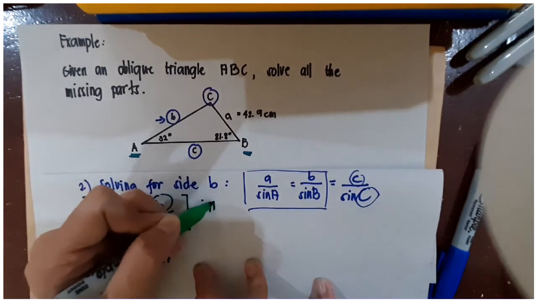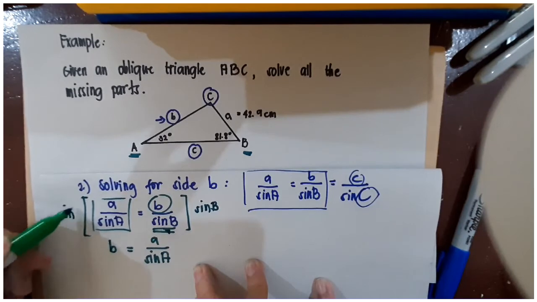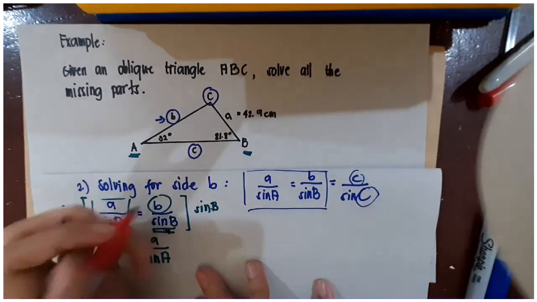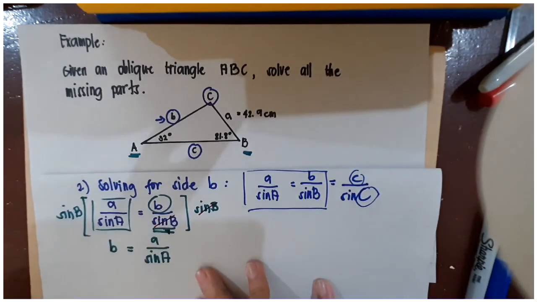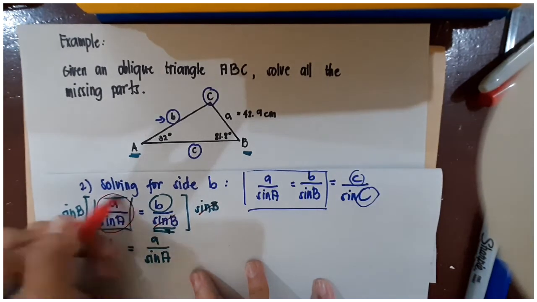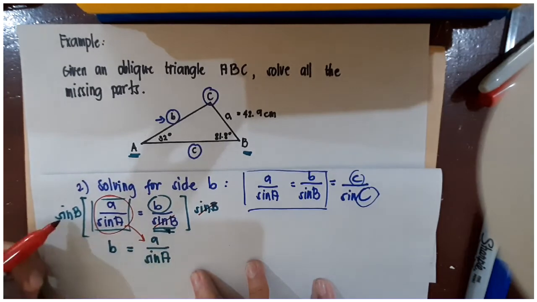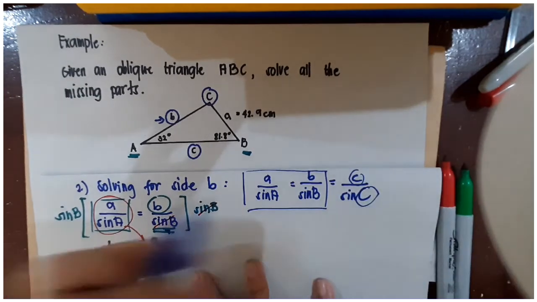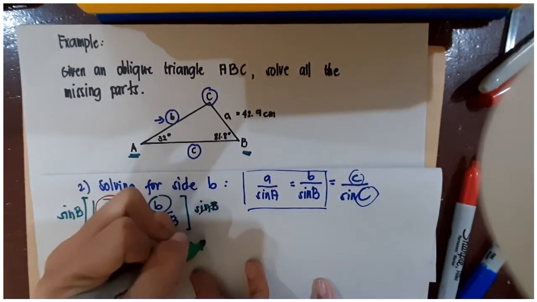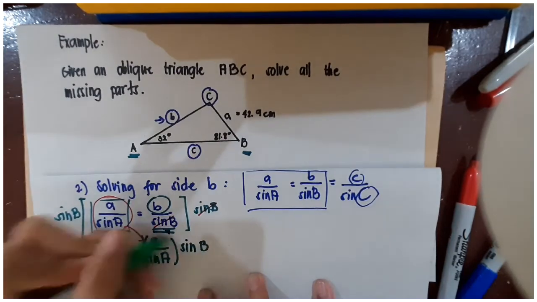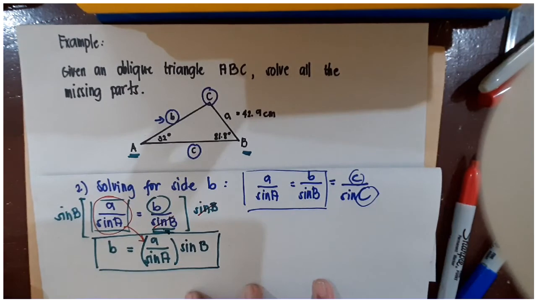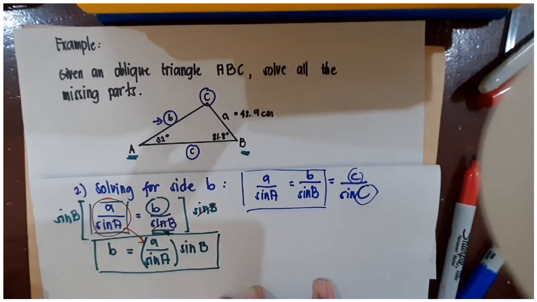you try to multiply both sides by sine B para ma-cancel siya dito na side. So kapag na-cancel na siya dito, si B na lang yung maiwan, which is now equivalent to B equal to A over sine A times sine B. So ito na yung formula na gagamitin natin. All you have to do is substitute the given values.